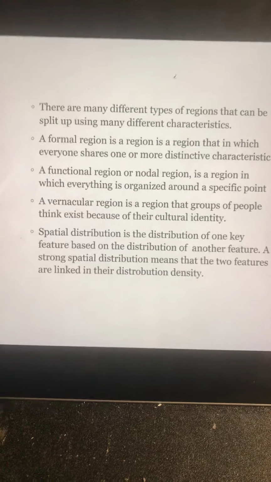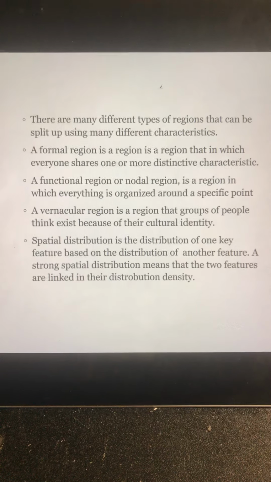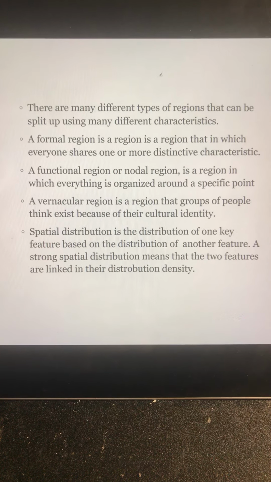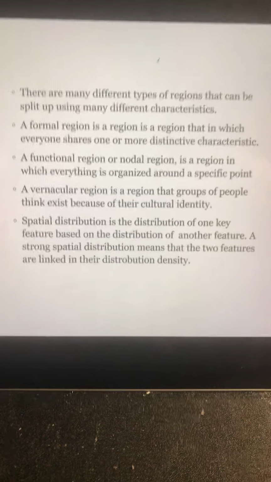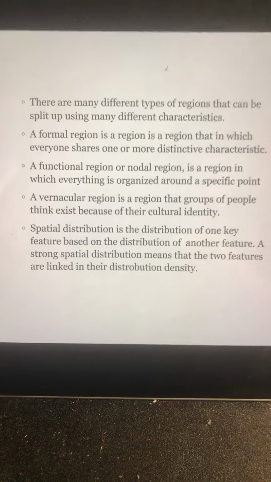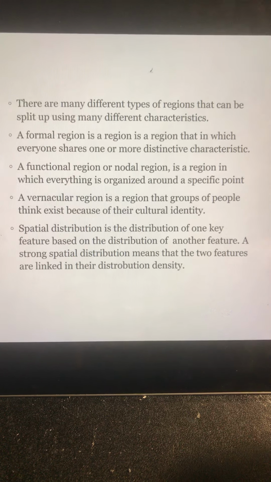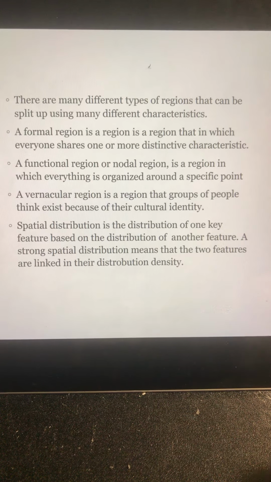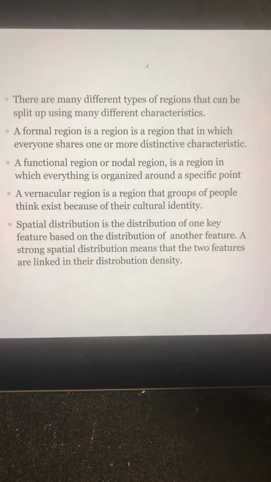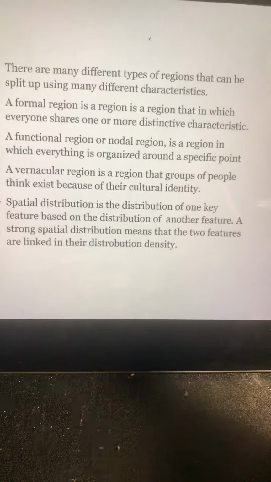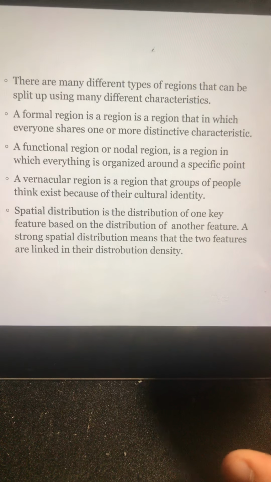A vernacular region is a region which a group of people thinks exists because of them and their cultural identity. And spatial distribution is like the distribution between one key feature to another key feature. If they're related, it would have a high spatial distribution, while if it's not related, they'll have a low spatial distribution.